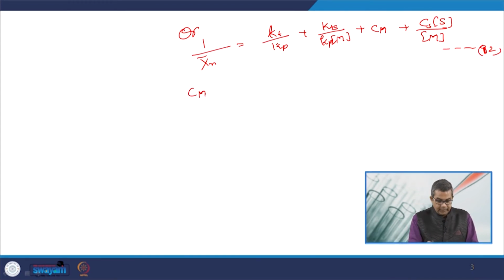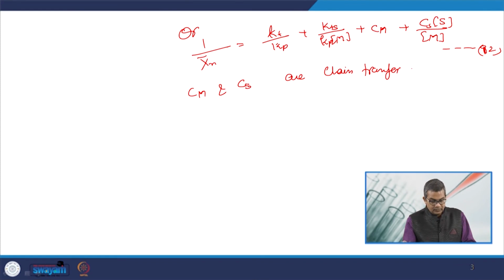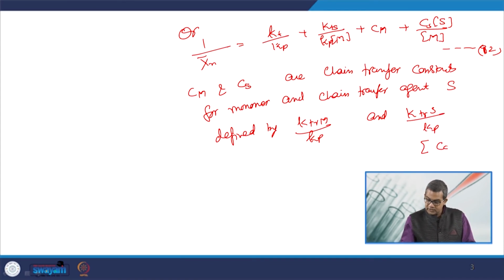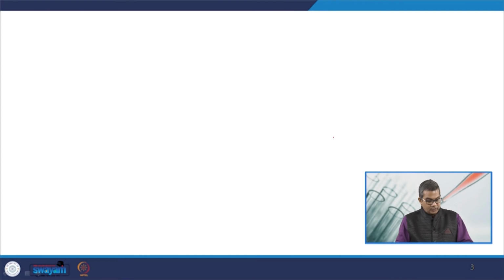Now here Cm and Cs are chain transfer constants for monomer and chain transfer agent S, and they are defined by Ktrm upon Kp and Ktrs upon Kp. So this is Cs and this is Cm.